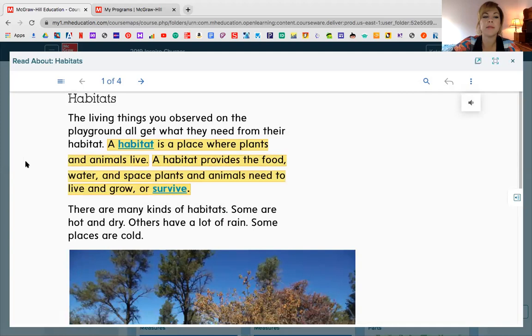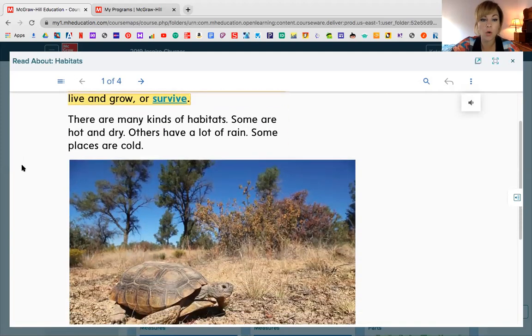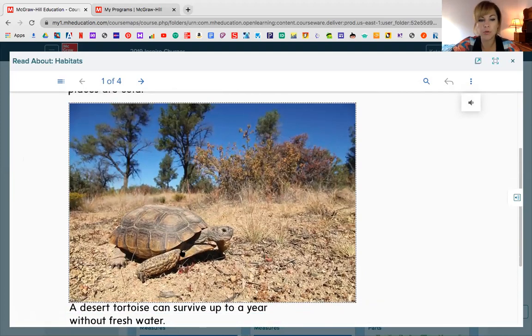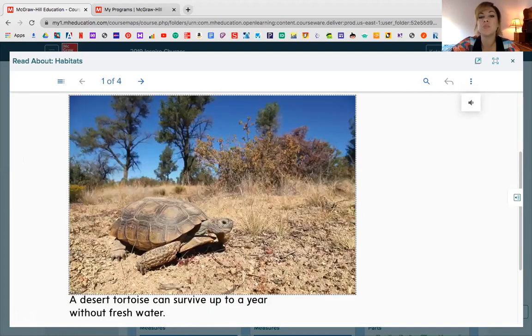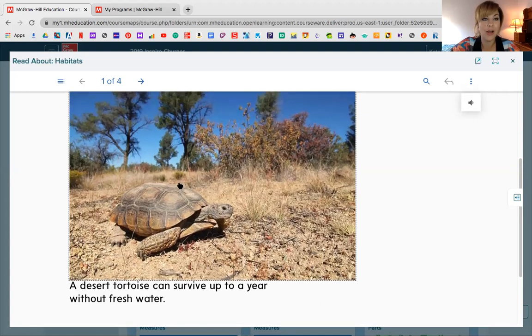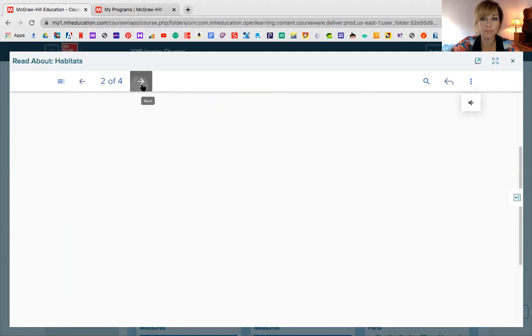There are many kinds of habitats. Some are hot and dry, and others have a lot of rain. Some places are actually cold. So right here, it looks like we have a desert tortoise. We've read about a desert tortoise. It says a desert tortoise can survive up to a year without fresh water. Wow. Which is probably why it can survive in the desert, because it doesn't rain a lot, since we've learned that. So that's actually interesting that a desert tortoise can survive without a lot of water. And their habitat is a hot and dry place. That's actually super interesting. I did not know that.